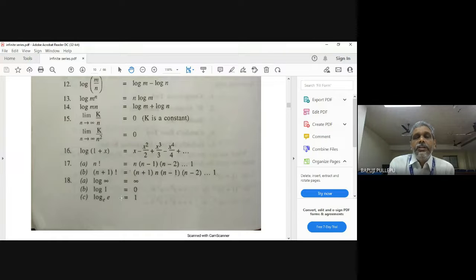Normally in mathematics, for practical purposes, which logarithm do we use? Base 10. What is the name of that logarithm? Base 10 is the common logarithm. And base e is the natural logarithm.